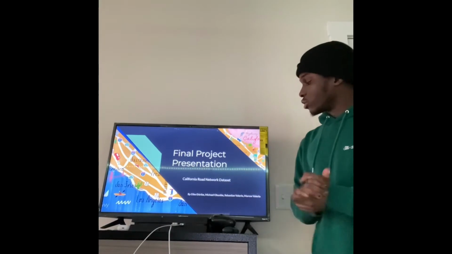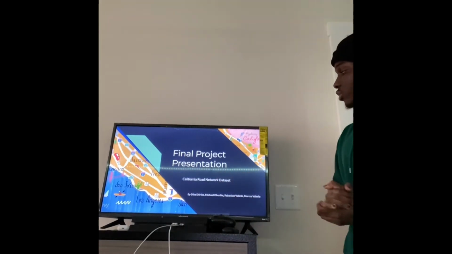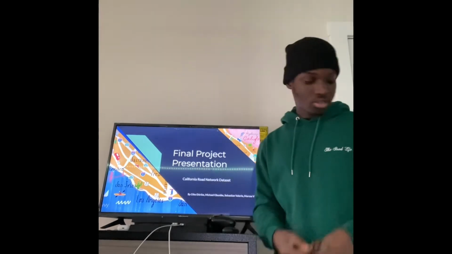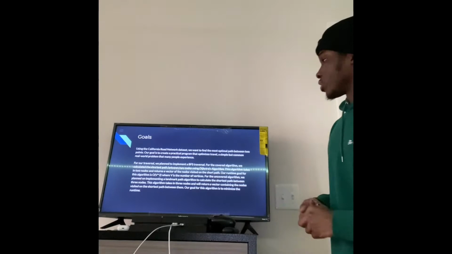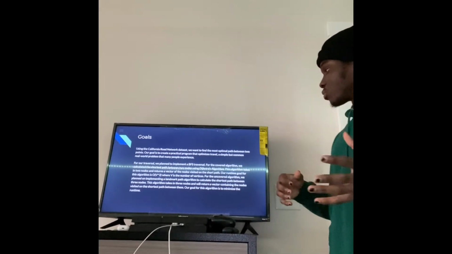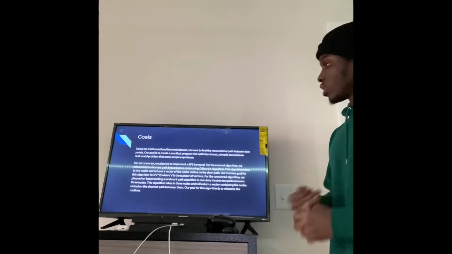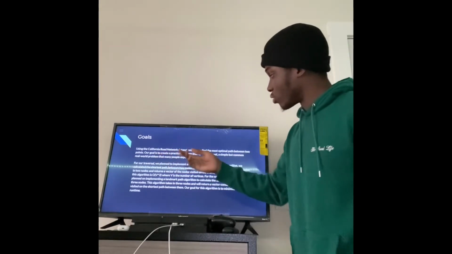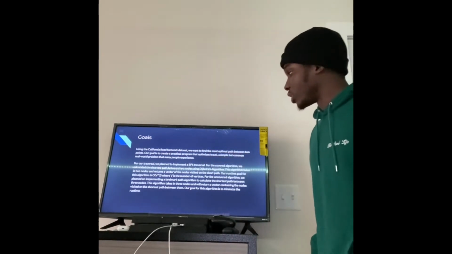So this is the final project presentation, and we chose to do a project on California Road Network Datasets. Our leading question was that we wanted to find the most optimal path between 2 points in the California Road Network Dataset. And our goal was to create a practical program that optimizes travel, a simple but common real-world problem that many people experience.